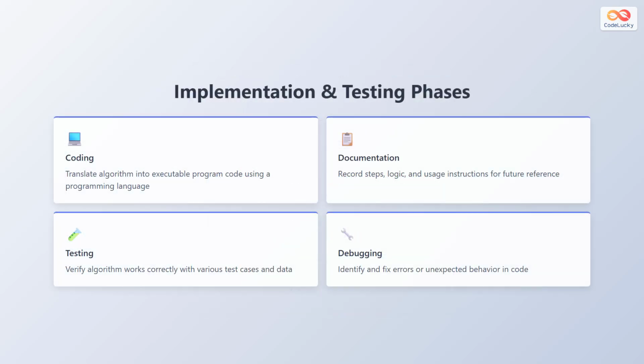After designing your algorithm, you move into the implementation and testing phases. First comes coding, where you translate your algorithm into executable program code using a programming language. Then comes documentation, where you record the steps, logic, and usage instructions for future reference. Next is testing, where you verify that the algorithm works correctly with various test cases and different types of data. Finally, debugging involves identifying and fixing any errors or unexpected behavior in the code. These phases ensure your algorithm is not only correct, but also reliable and maintainable.